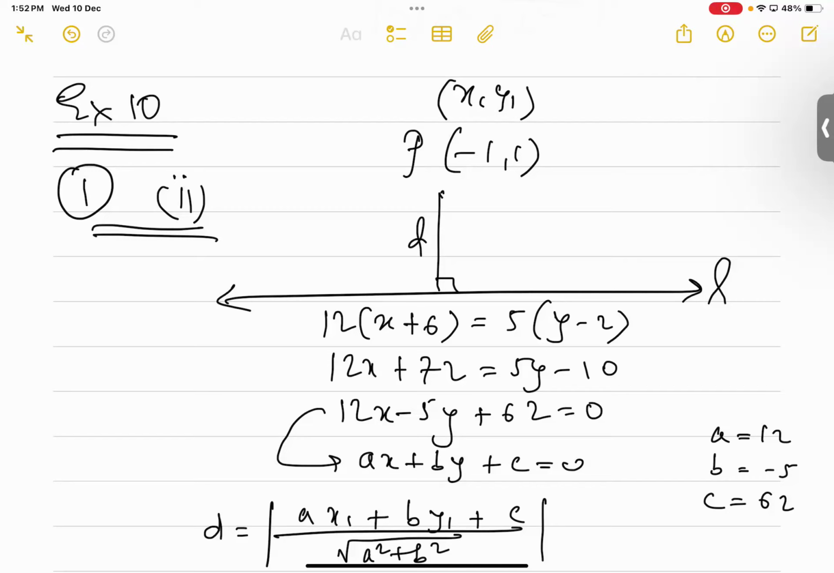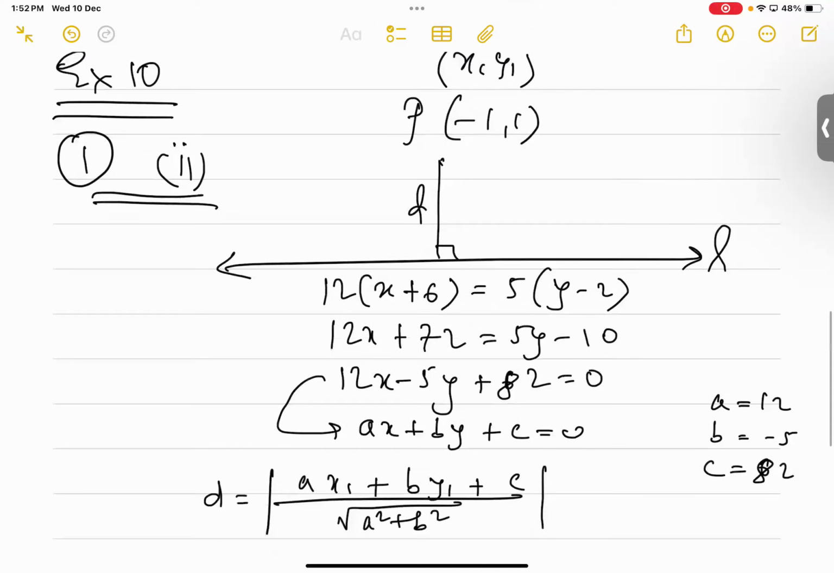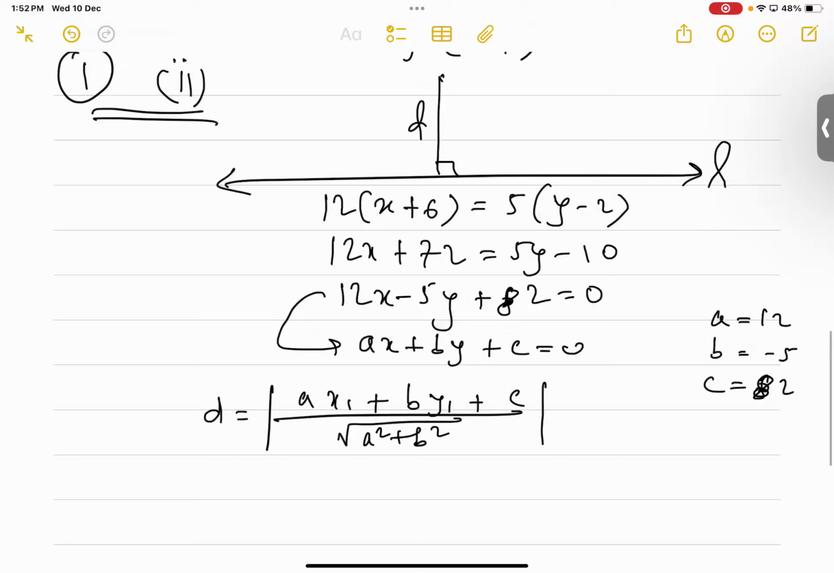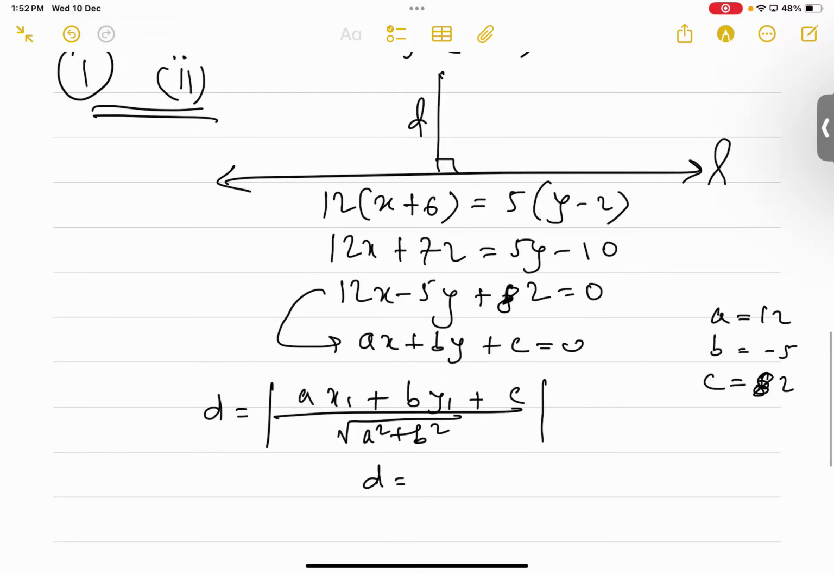One second. Yeah, this is 82. Correct, c is 82. Make that correction, and get the value of d. Units. If within the modulus the answer is negative, the final answer is going to be positive because it is a distance. Right? Question number two.